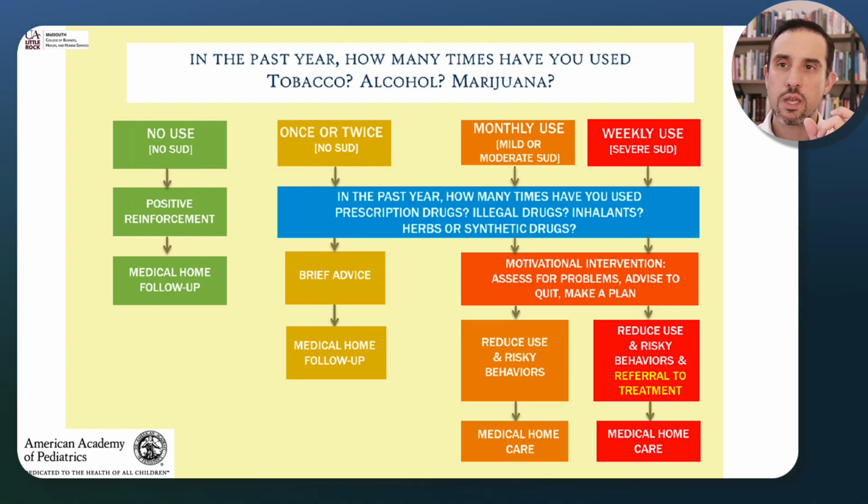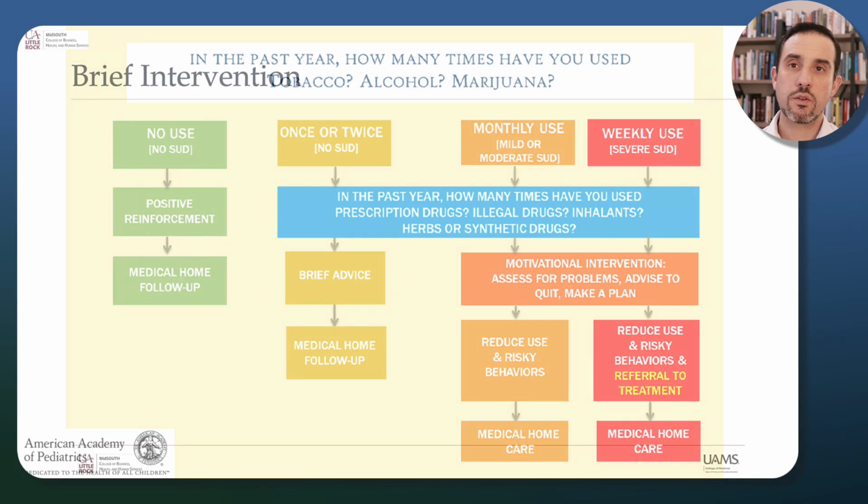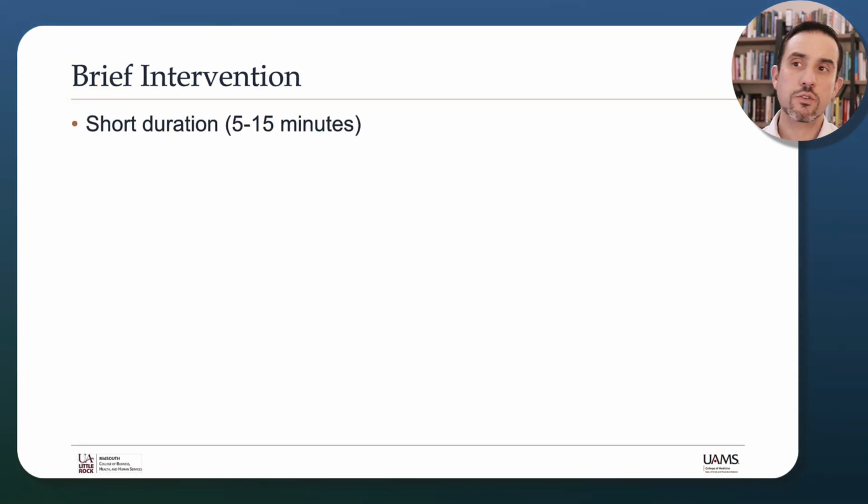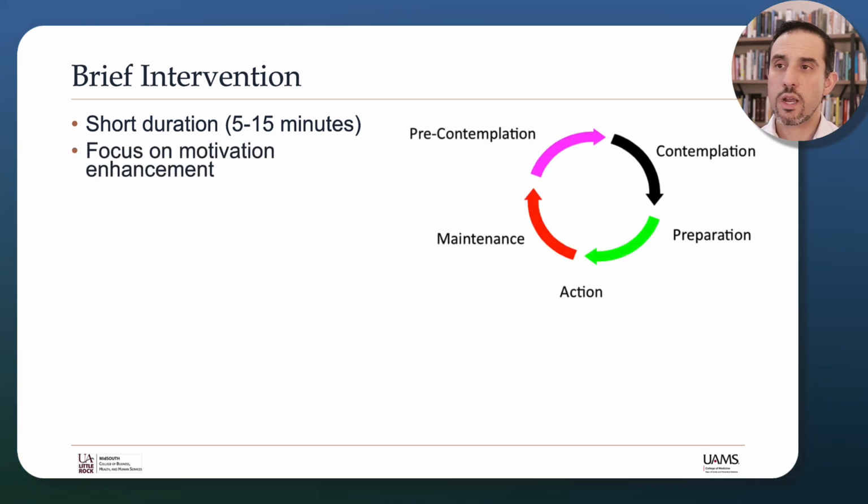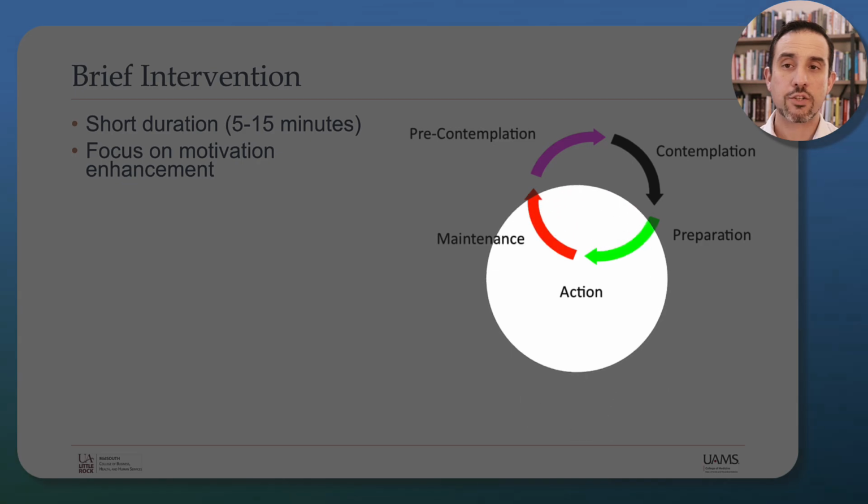Now, if they're using on a regular basis, so monthly or weekly, so this isn't just mild experimenting, this is more of a regular thing, that's where you want to do the brief intervention. The purpose of this, which should be short, 5 to 15 minutes, and can fit ideally within an annual physical, is that you're trying to enhance their motivation for change. And so MI, which we talked about before, is sitting within this stages of change model where we're trying to get someone closer to action.